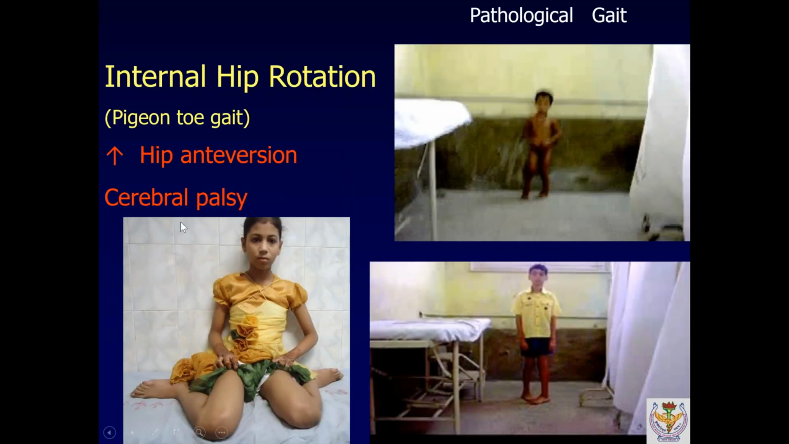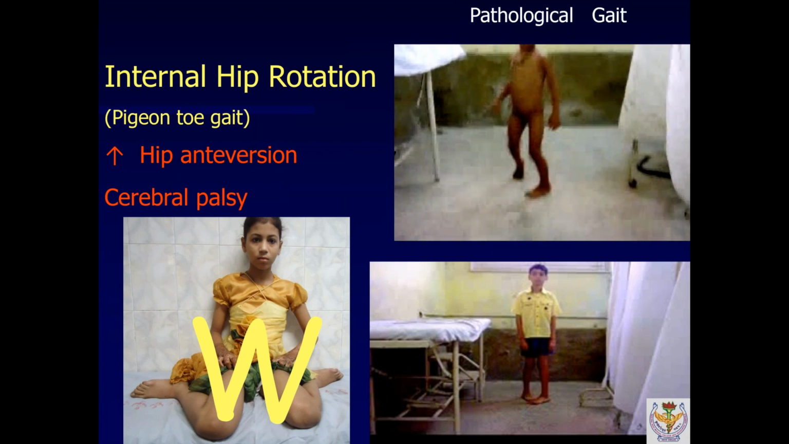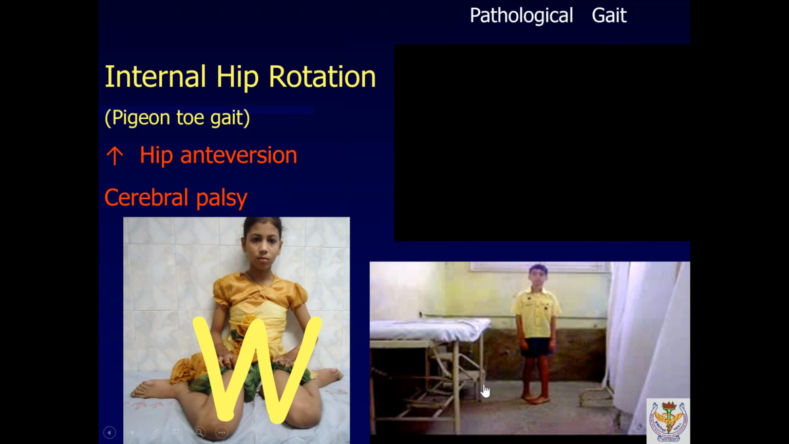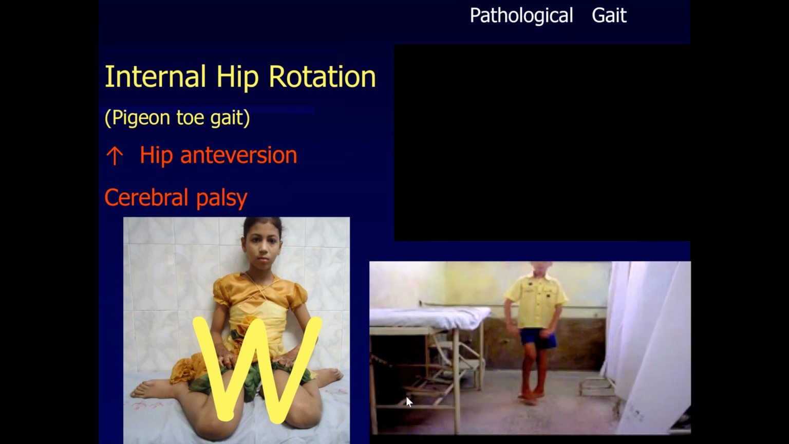Now this is another abnormal gait, and that is the internal hip rotation gait. So this patient has increased hip anteversion, which often happens in cerebral palsy, and so is sitting in a W position. And a patient with increased hip anteversion walks with an in-toeing gait. So you can see there's in-toeing, and here's the patient with a bilateral in-toeing gait, which is known as a pigeon toe gait.